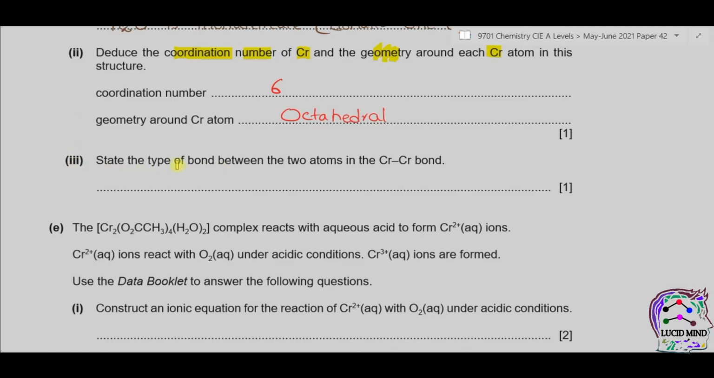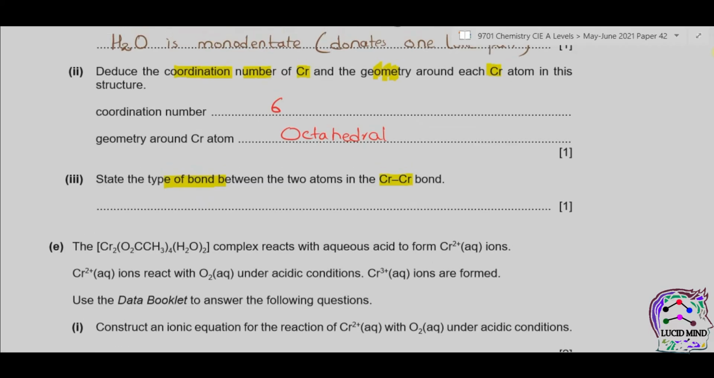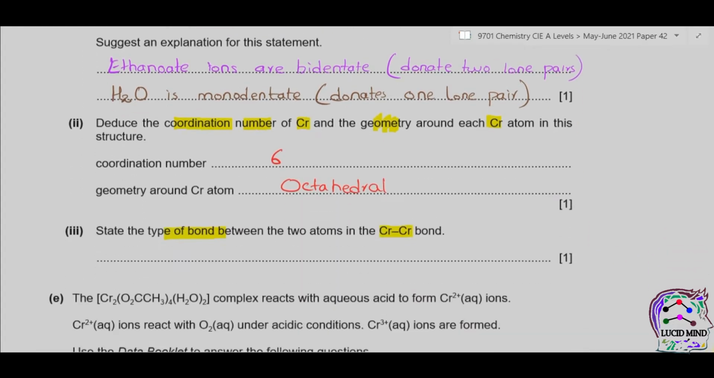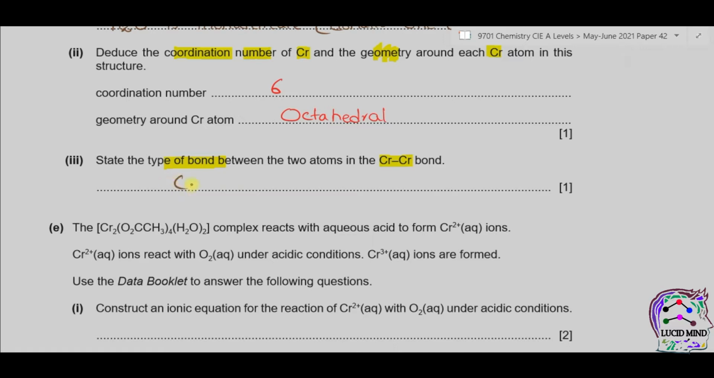Part 3, state the type of bond between the two atoms in the Cr-Cr bond. In the structure we can see that all bonds are coordinate covalent bonds, whether it is between chromium and ligand or chromium and chromium. So we can write coordinate covalent bond or dative covalent.